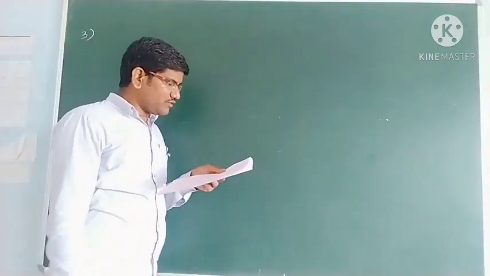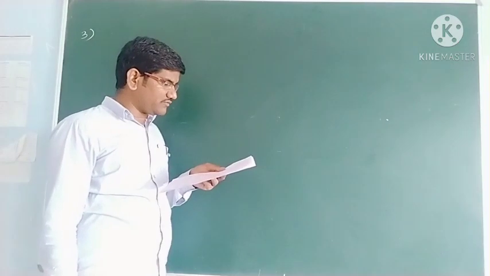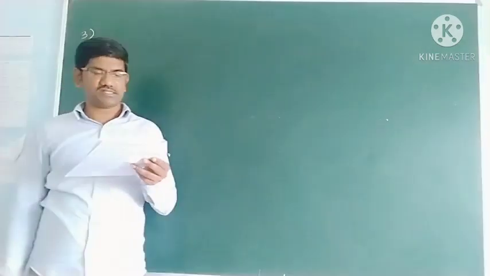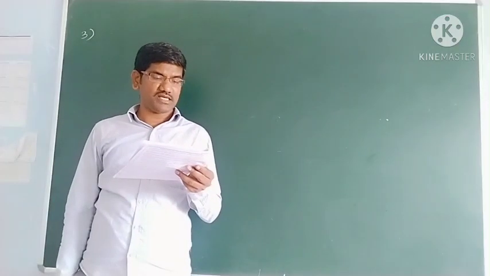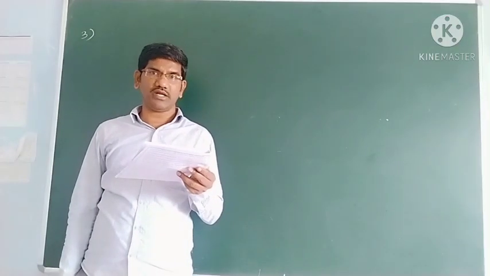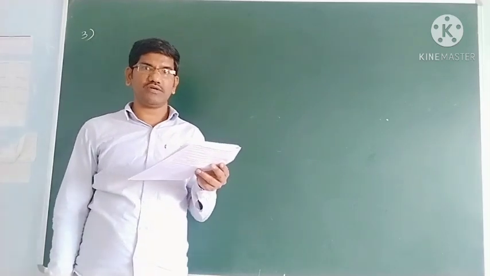A body is allowed to fall freely. After 2 seconds, another body is also dropped freely. The relative velocity of the first body with respect to the second body, they are asking. Okay students, so now see the solution for the third problem.